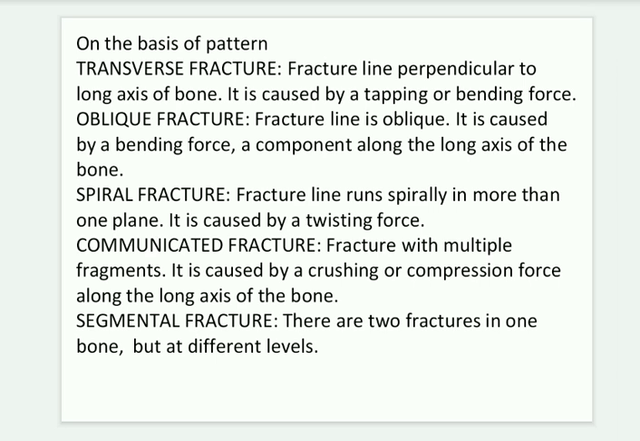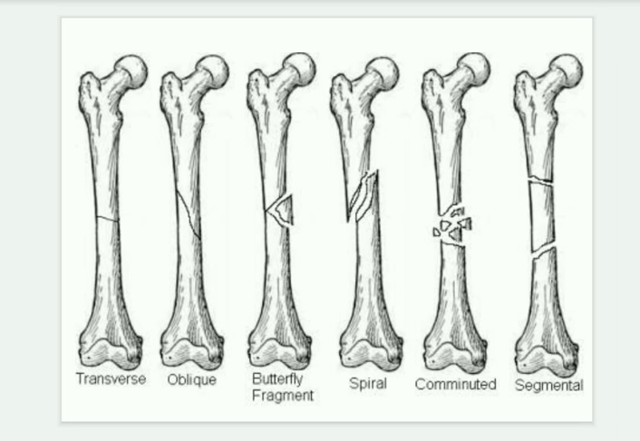And the spiral fracture, the fracture line runs spirally in more than one plane and it is caused by a twisting force. Next, comminuted fracture. Comminuted means there are many fragments. A fracture with multiple fragments is caused by a crushing or compression force along the long axis of the bone. And next is your segmental fracture. There are two fractures in one bone but at different levels. You can see all these fractures in this type.